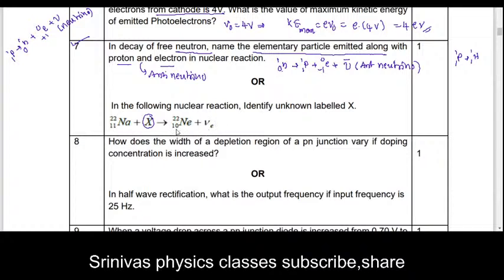This is the 10. Okay, this is the neutrino actually. This is the neutrino. This is 10. Here 11 becomes 10. 11 becomes 10. That means it may be like this: 11 sodium 22.